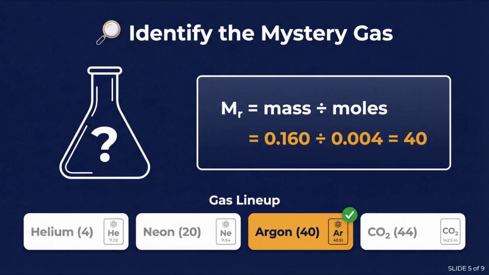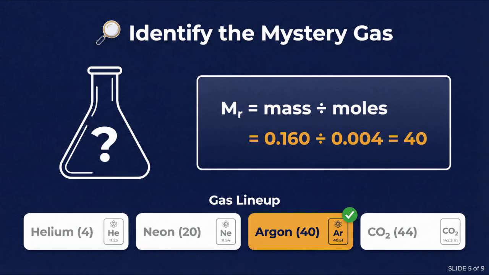All right, here's a detective question. We have a gas in a flask. Same temperature and pressure, same volume, so the same number of moles, which is 4.0 times 10 to the minus 3 moles. The mass is 0.160 grams. To find the relative molecular mass, we divide mass by moles. 0.160 divided by 0.004 equals 40. Now, which gas has a relative molecular mass of 40?